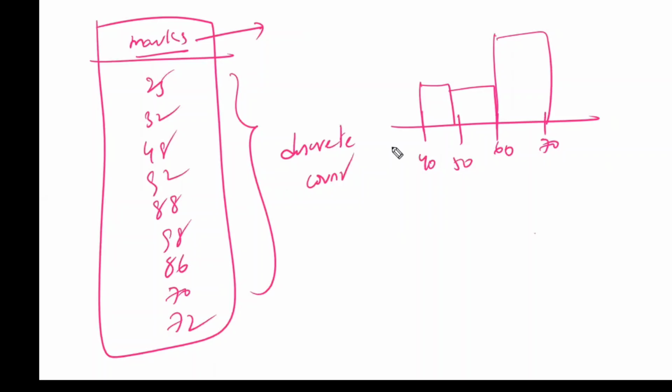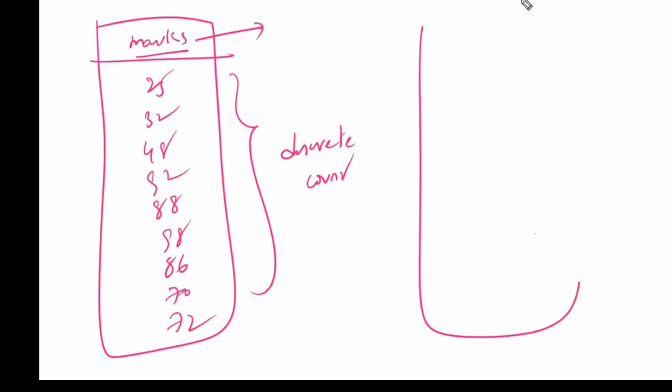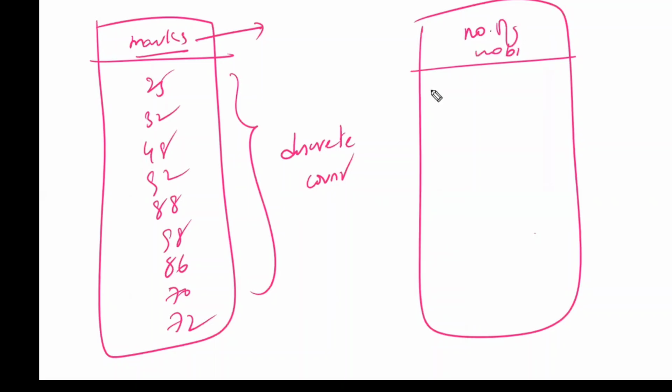Okay, assume there is one more variable called a discrete variable. This is a discrete variable: the number of mobile phones with the student. Student 1 is having 1 mobile phone. Student 2 is having 2 mobile phones. Student 3 is having 0, 1, 2, 2, 2, 1, 1, 1, 1, like this you are having.